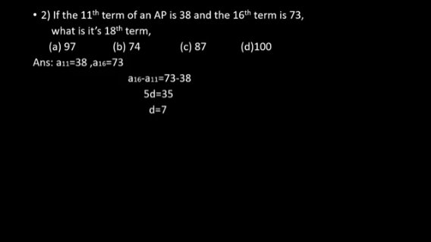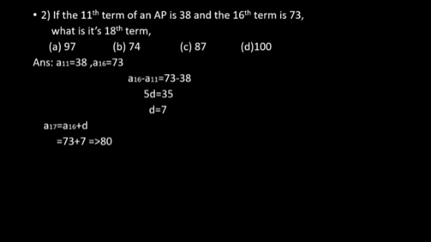Now to find the 18th term, we need to put the formula AN is equal to A plus N minus 1 into D. But here we don't have A. So in an easy way, we will find the 17th term, and afterward based on that we will find the 18th term. For the 17th term we need the 16th term and the difference. By adding that we will get the 17th term. A17 is equal to A16 plus D. A16 we have 73, plus difference 7. By adding both we will get 80.